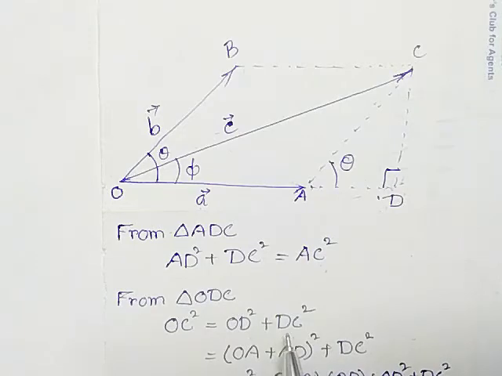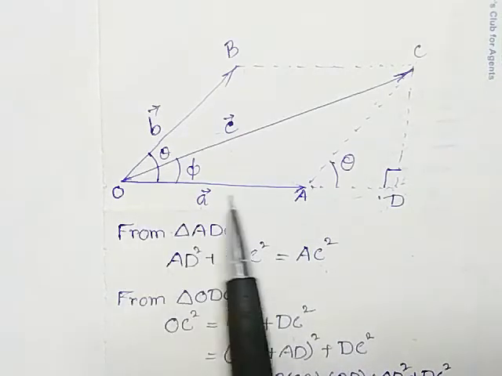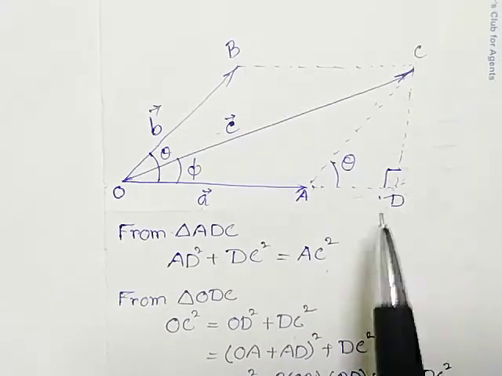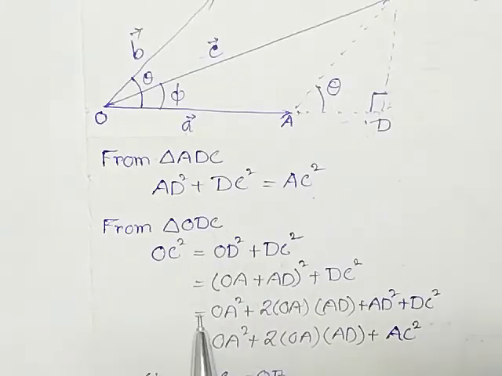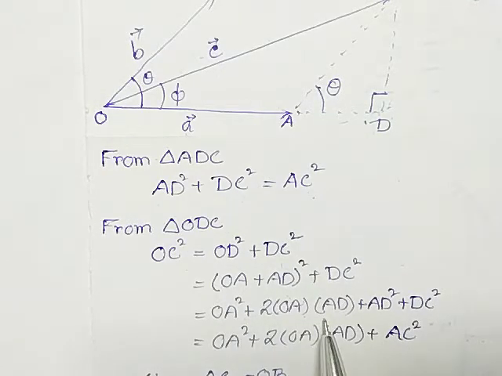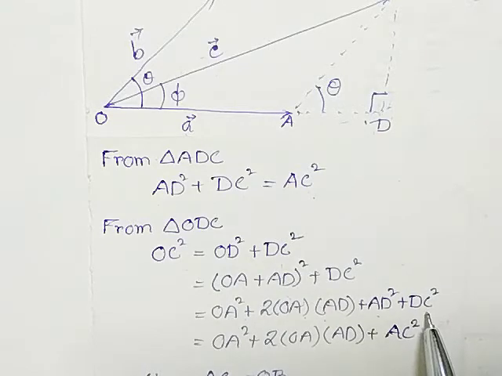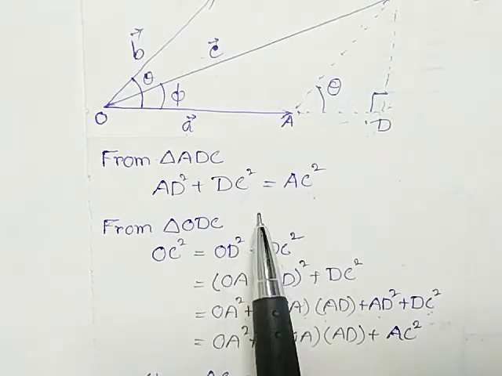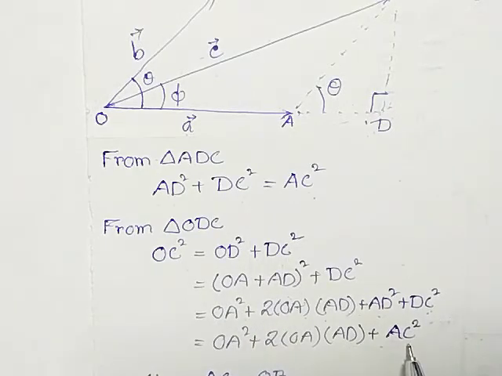But what does this OD actually represent? OD is basically the sum of OA plus AD. So if I replace it, OA plus AD whole square, it becomes OA square plus 2 OA into AD plus AD square plus DC square. But this AD square plus DC square is equal to AC square. So I replace it with AC square.